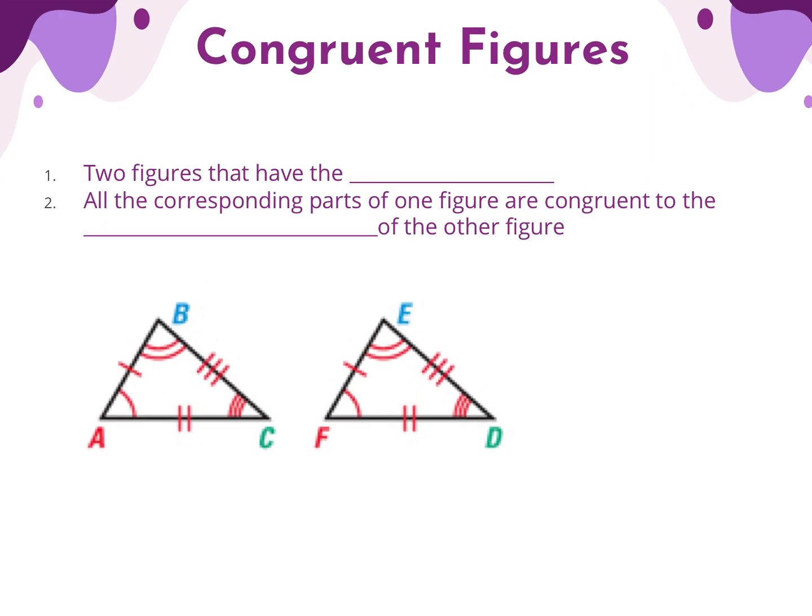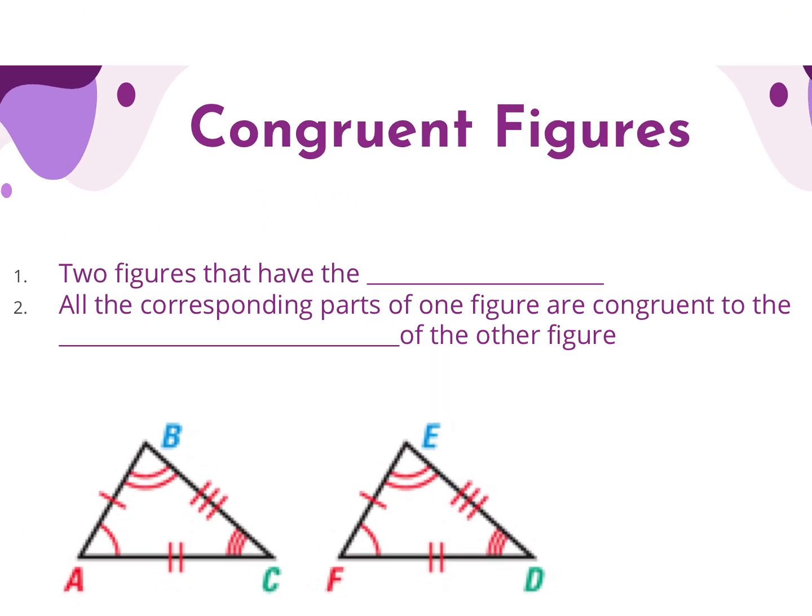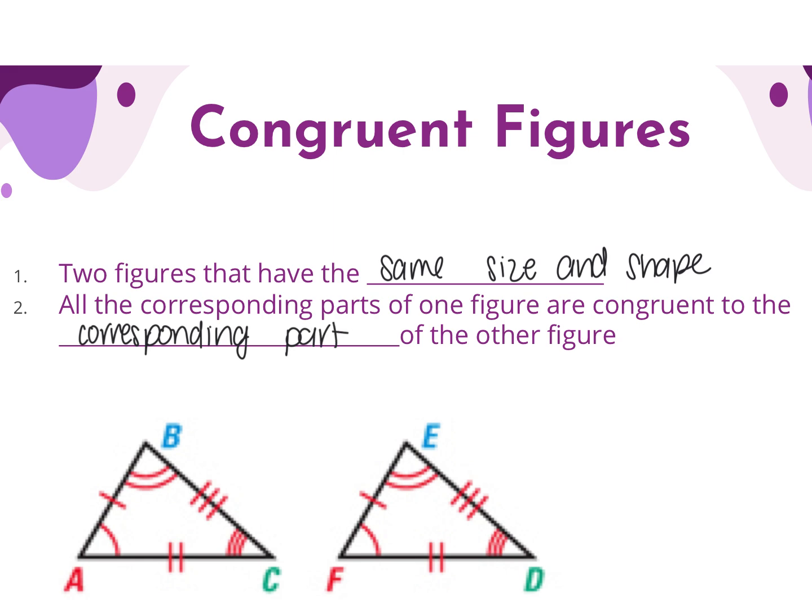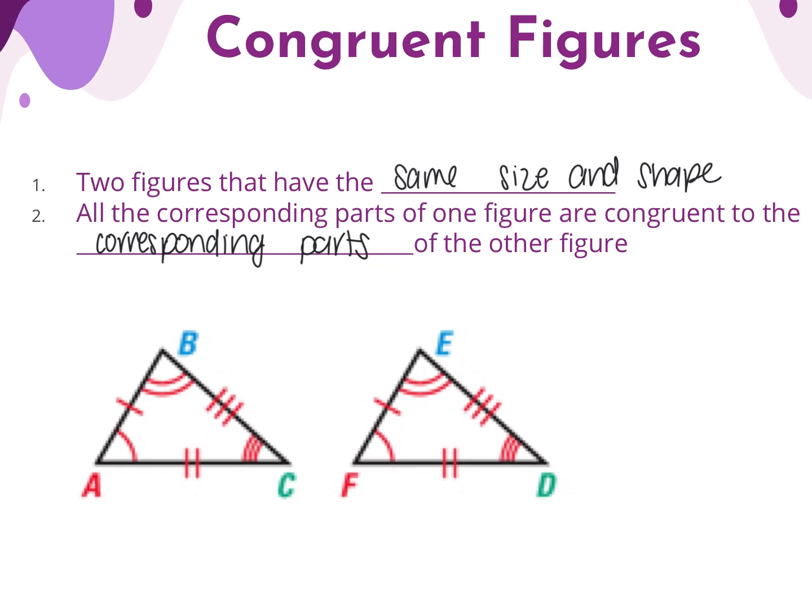Looking at the first one, congruent figures. It says two figures that have the same size and shape. We should know what congruent means, that one's pretty easy. All corresponding parts of one figure are congruent to the corresponding parts of the other figure. What does that mean?